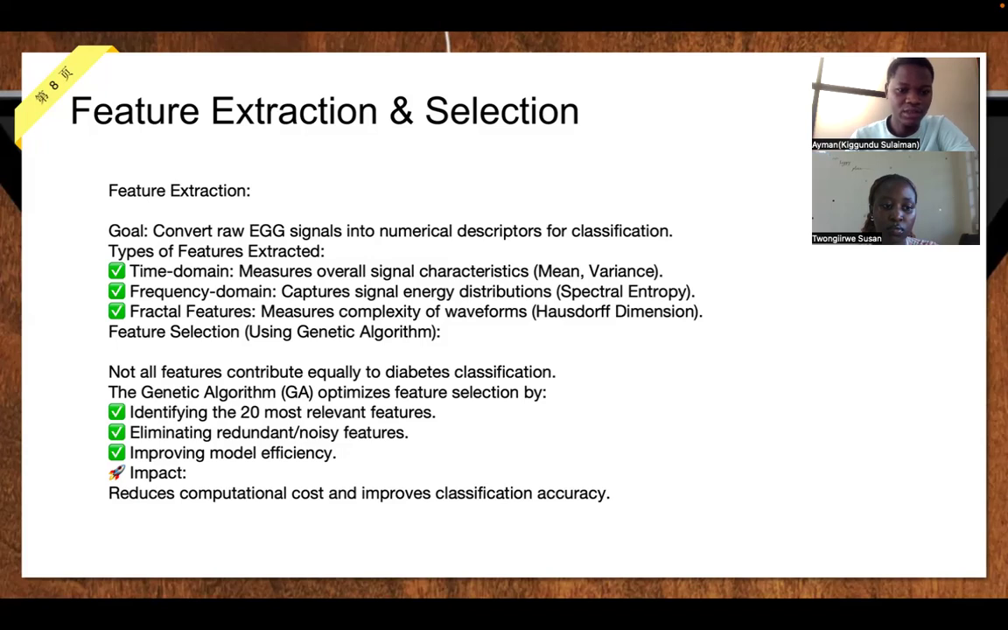Not all features contribute equally, so some will be more relevant than others. So we identified the 20 most useful. We're going to use those. Eliminating redundancy, that's the point. Then improving model efficiency, that's another point for us choosing a few of the many features we extracted. So the impact is to reduce the computational cost and improve classification accuracy.